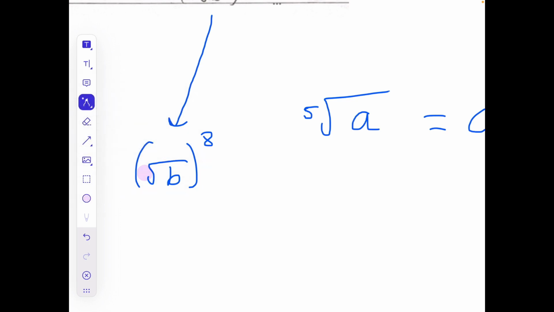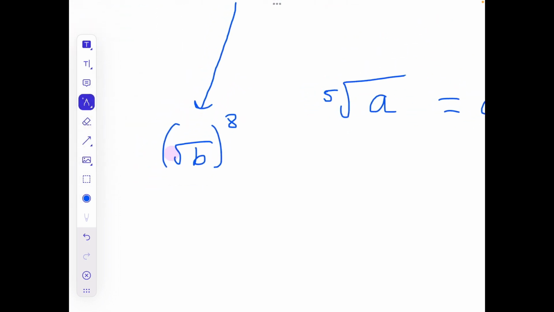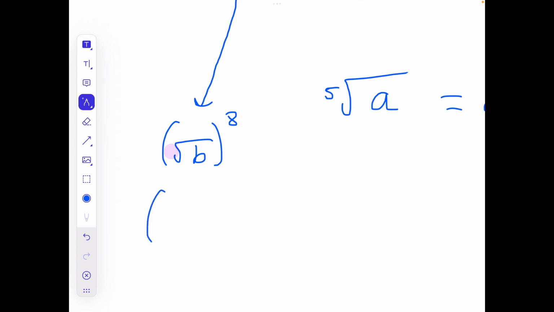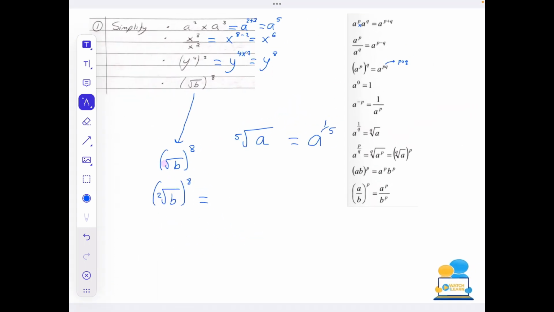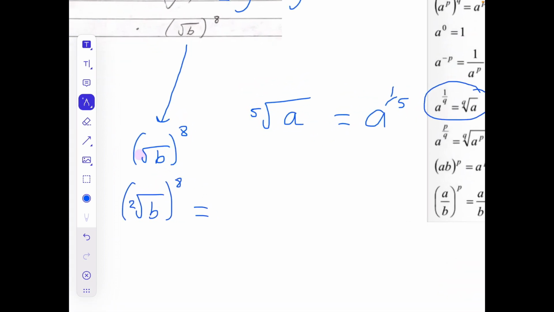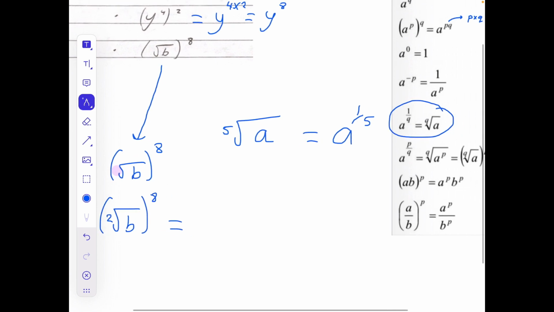Now this is something you need to learn off by heart, and it has come up in papers before. So I'm going to change that, and I'm going to put a little 2 there. If there is no number sitting on the tail of the square root, you need to write the number 2 there. Now I can use this rule here. So I can say that that is b, and we're going to work it back. So I'm going to say that that's b to the power of a half, all to the power of 8.